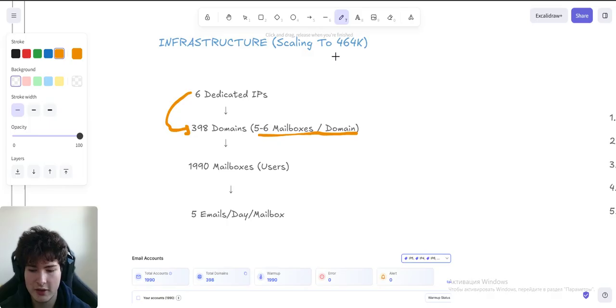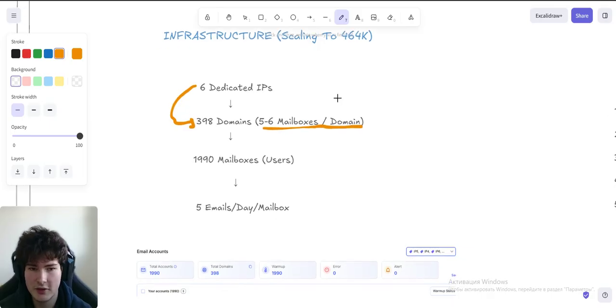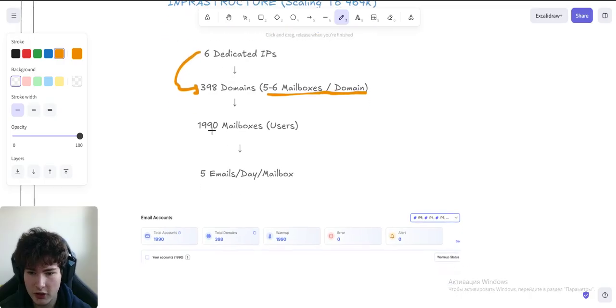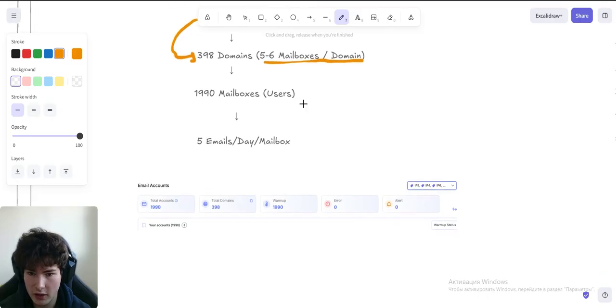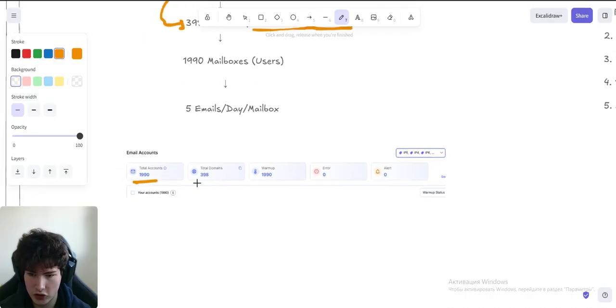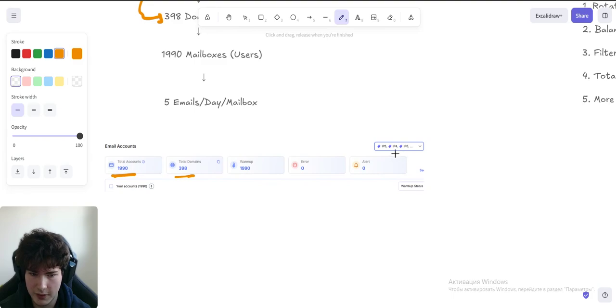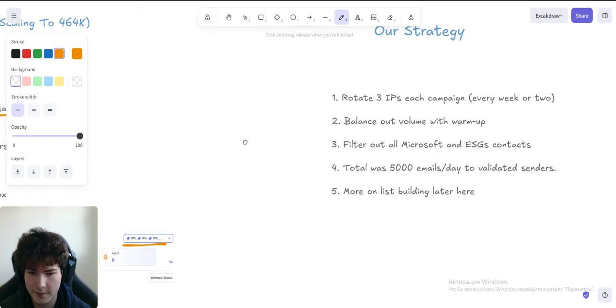If you're sending through Google Workspace or Outlook 365, it's going to be probably different. In fact, it is going to be different. In total, it was 1,990 mailbox users, and we were sending 5 emails per day per mailbox. Here's a screenshot so you can see actual details from the IP addresses that I selected.